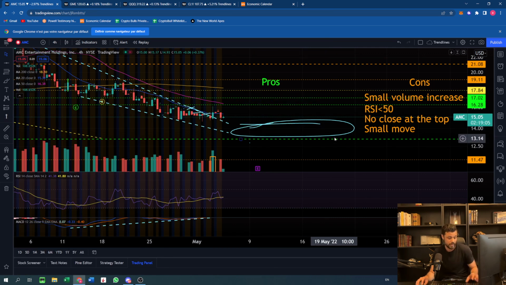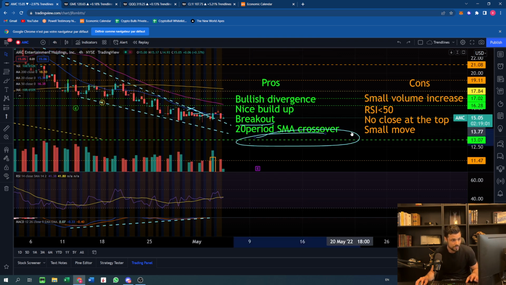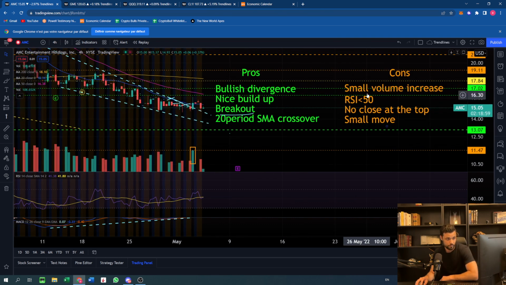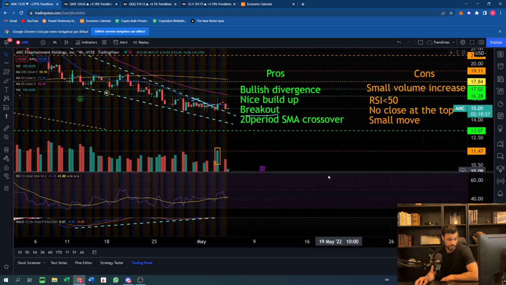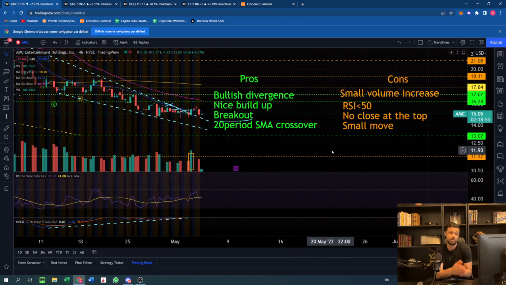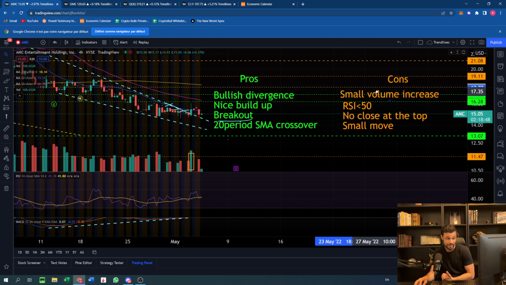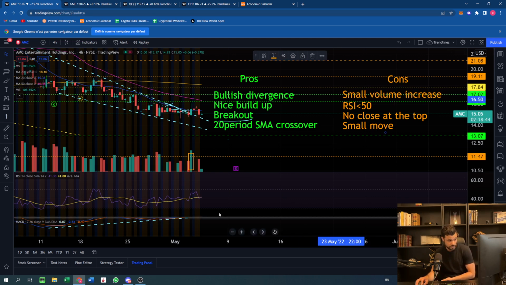The first and obvious one is that it didn't involve big volume, so we had a small volume increase. Okay, so that's already a reason that is good enough for me to say that this breakout is not a strong breakout. Okay, first thing. Then you can go deeper in the analysis by saying that the RSI is below 50.